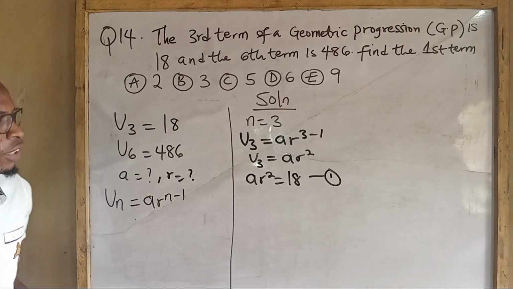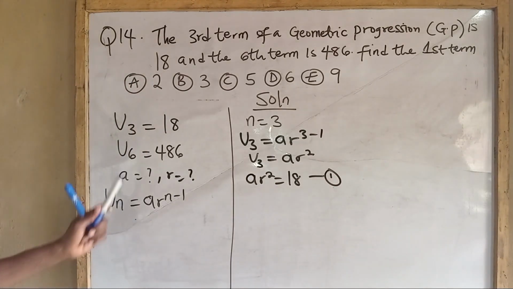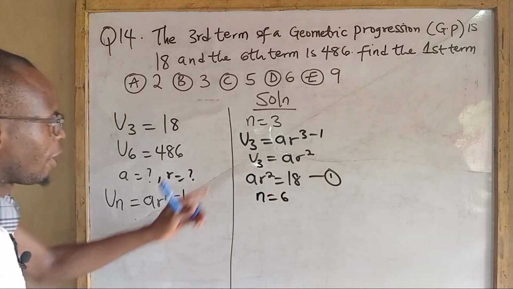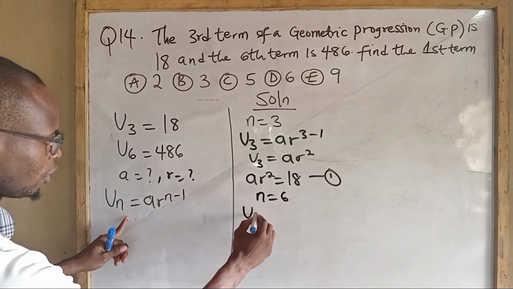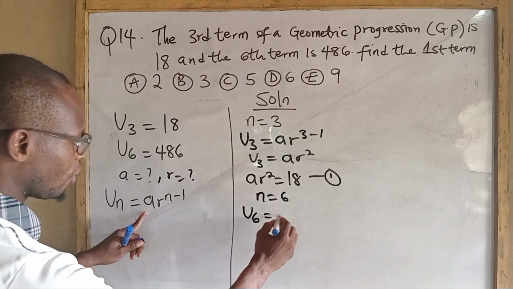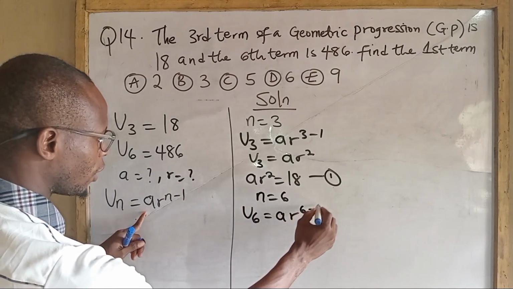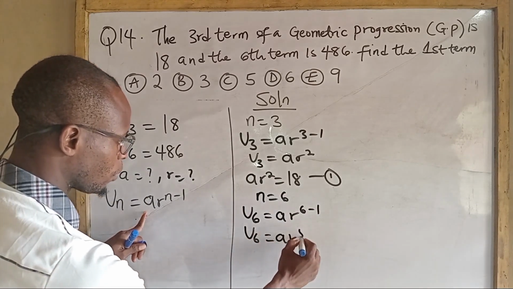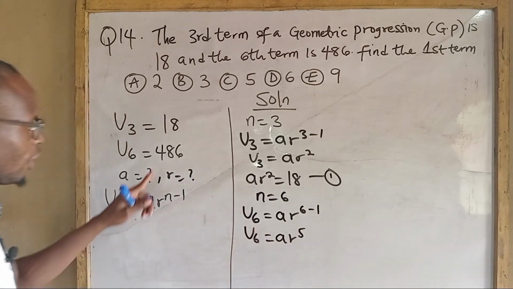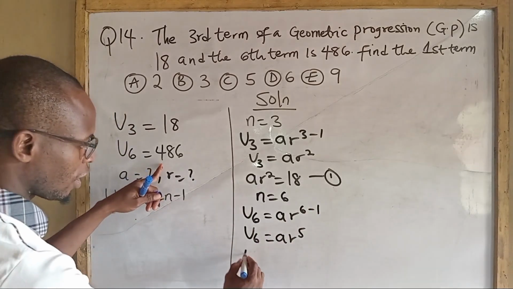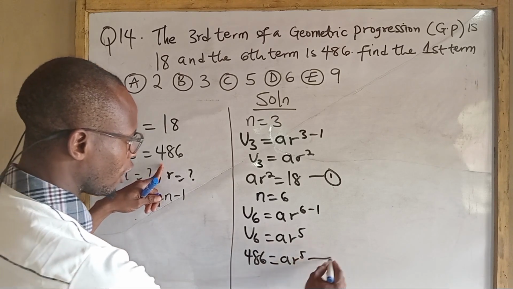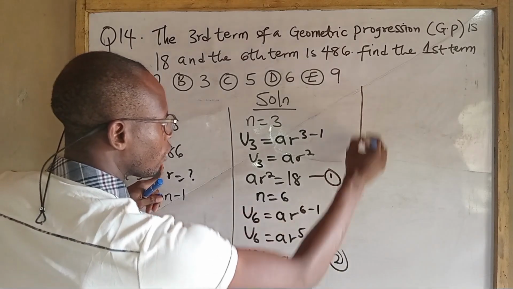Okay, so the next thing we need to do is to analyze this U6 too. When n is now 6, if I replace into this formula, I should have U6 equals a, unknown, r to the power 6 minus 1. So I'll have U6 equals a r raised to power 5. So we have U6 already to be 486. If I replace, I'll have 486 equals a r raised to power 5. I'll call that equation 2.